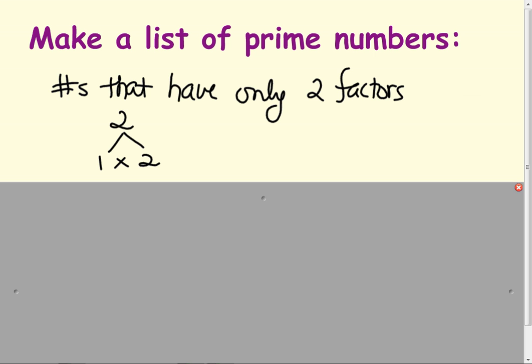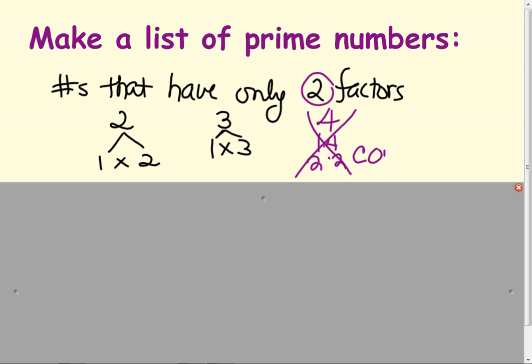We could make a list of numbers. Let's try 3. 3 is 1 times 3. Now, why is 4 not a prime number? Because 4 gives you 1 times 4 or 2 times 2. So that has more than 2 factors. So 4 is not prime. In fact, does anybody know what it's called if it's not prime? Starts with a C. Composite. Good guess. The composite number.